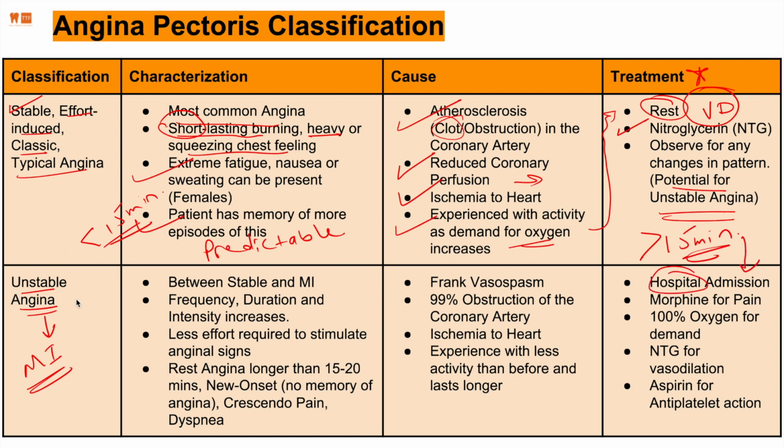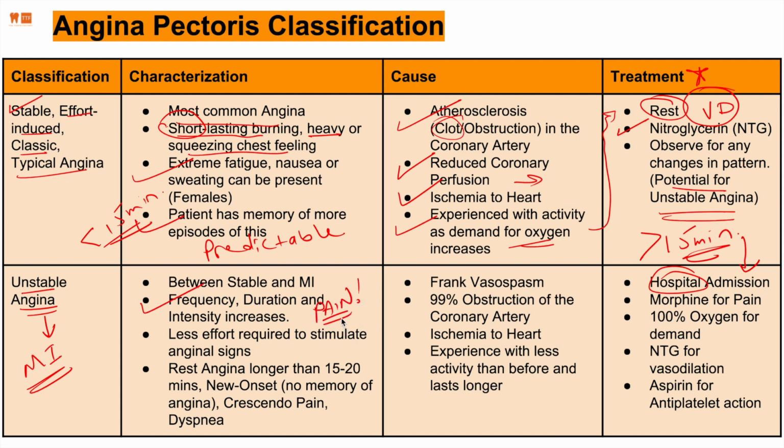Okay, let's talk about unstable angina. Between stable and myocardial infarction lies unstable. So it's always volatile. The frequency, the duration, and the intensity of the pain increases.